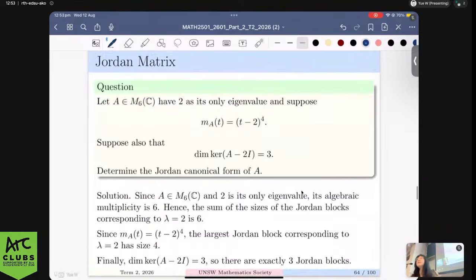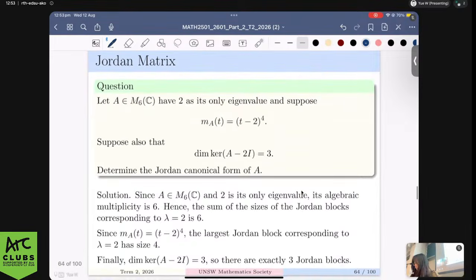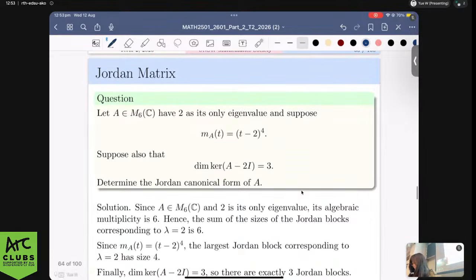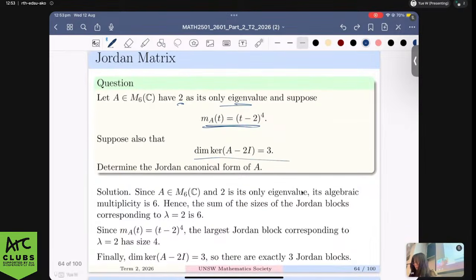And this is just an example you could do. So if we are given some matrix A, which is 6 by 6, and say it has 2 as its only eigenvalue, and we suppose that this is true. We also suppose that the dimension of the kernel of this is equal to 3, which is also the same as saying the nullity is equal to 3. We want to determine the Jordan canonical form of A.